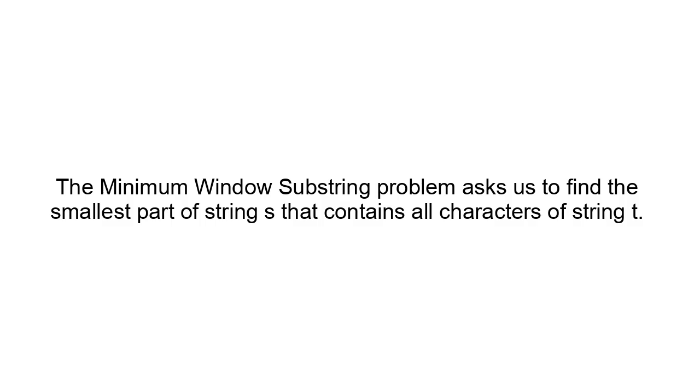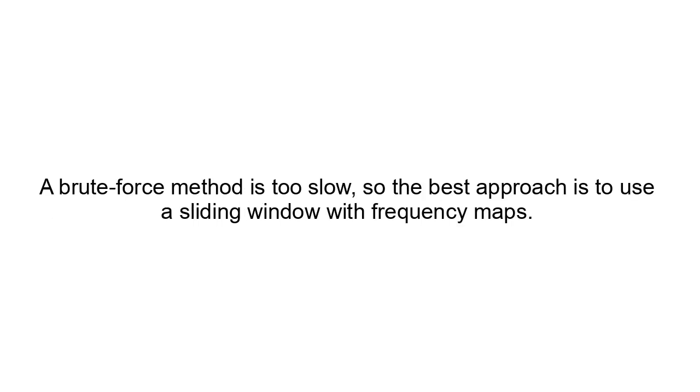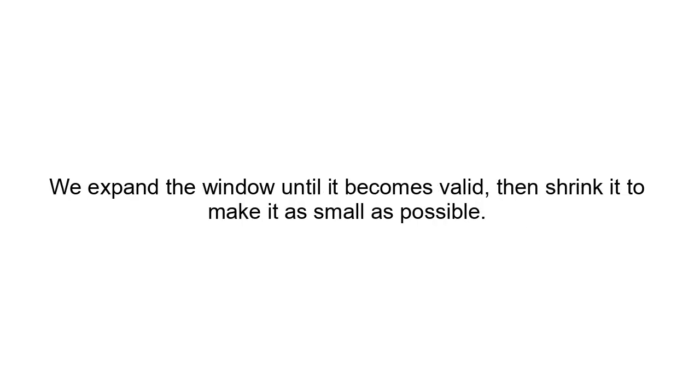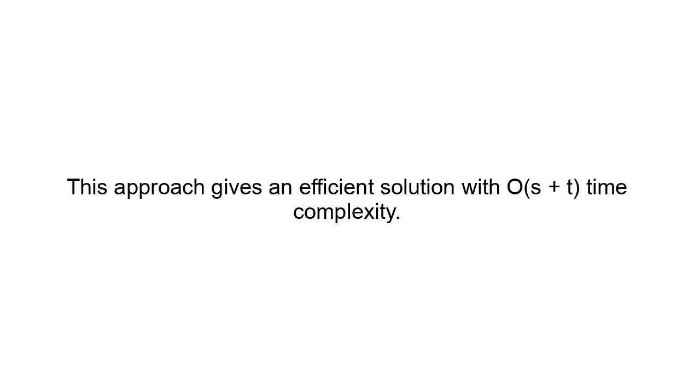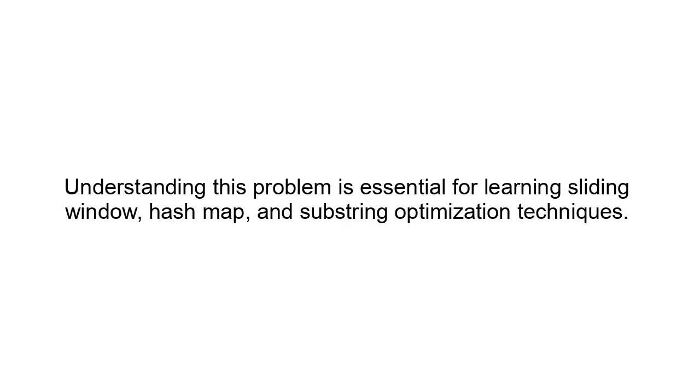Final summary. The minimum window substring problem asks us to find the smallest part of string S that contains all characters of string T. A brute force method is too slow, so the best approach is to use a sliding window with frequency maps. We expand the window until it becomes valid, then shrink it to make it as small as possible. This approach gives an efficient solution with O of S plus T time complexity. Understanding this problem is essential for learning sliding window, hash map, and substring optimization techniques.